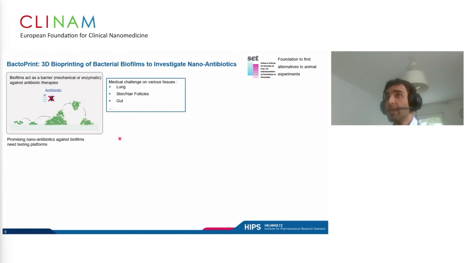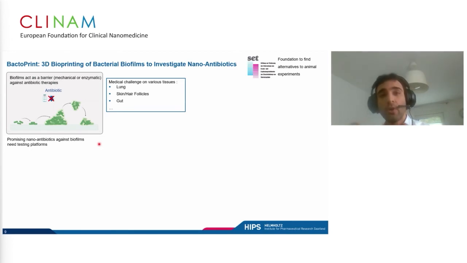And there are promising novel anti-infectives to fight these bacterial biofilms. However, currently they are specially tested on animal models, which are basically infected with bacteria-loaded alginate beads. These are the current models which are very often used in science. However, there is a major drawback.